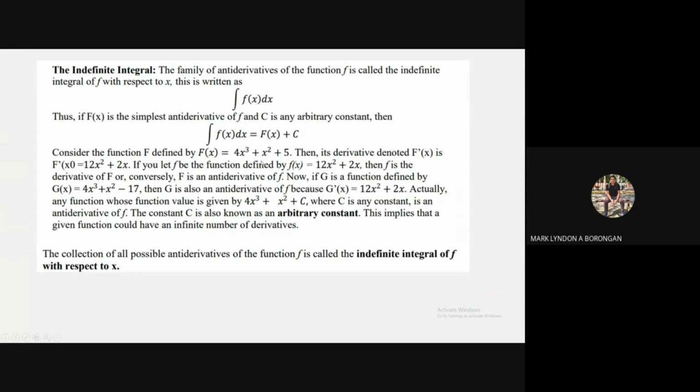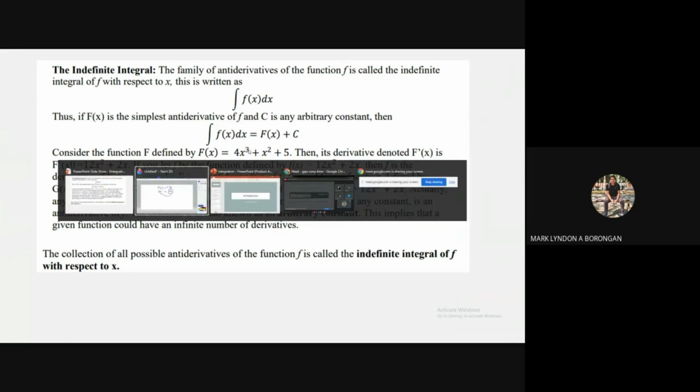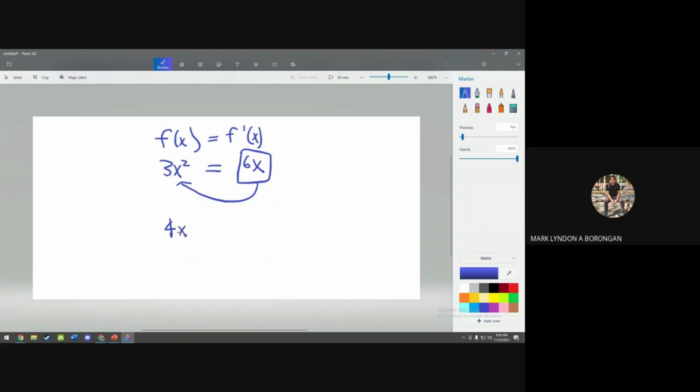So consider the following f defined by f of x is equal to 4x cubed plus x squared plus 5. So, who can answer the derivative of this? 4x cubed plus x squared plus 5. Open your mic, guys.